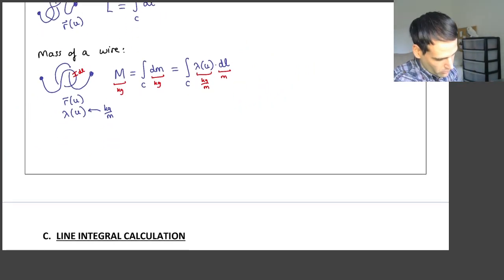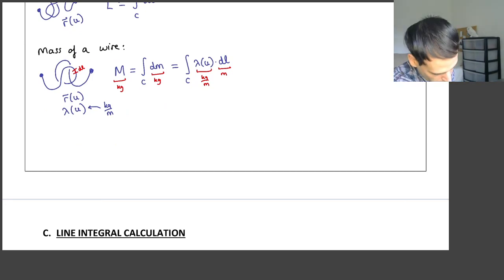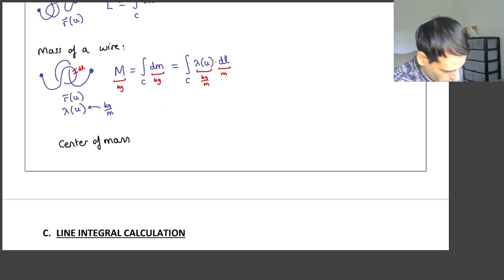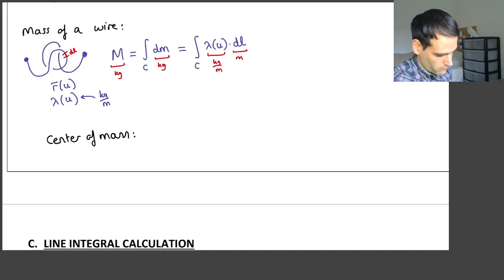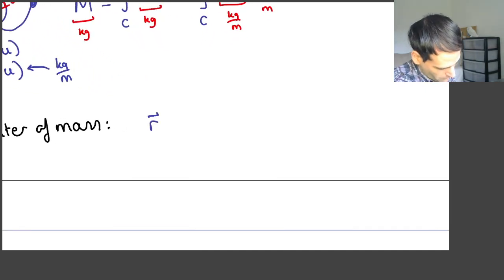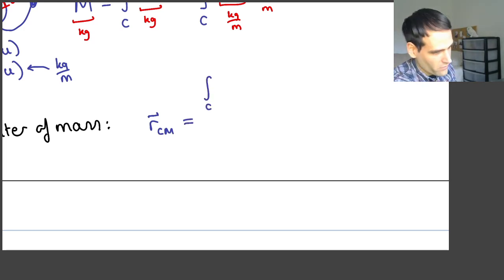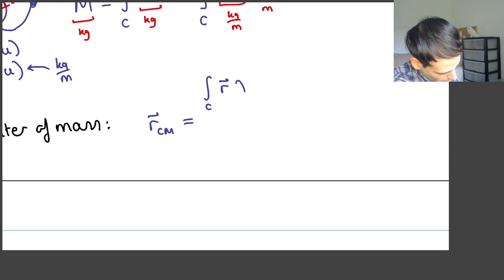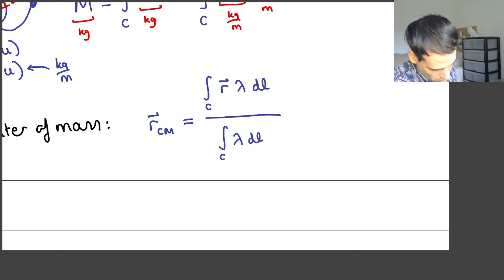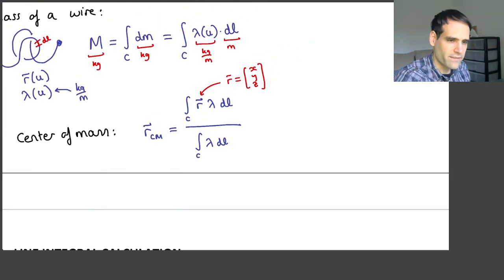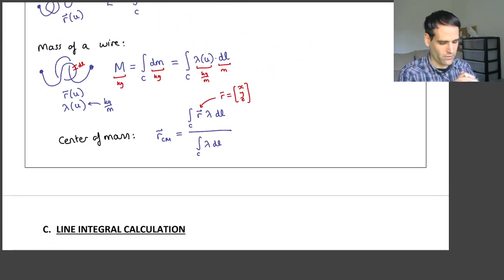And finally, almost identically to what we did in surface integrals, you can also, for example, calculate the center of mass of this wire. And it's identical, the same exact equation. The position vector of the center of mass, and this is a vector, is equal to the line integral of r times lambda dl divided by the line integral of lambda dl, where r is the position vector x, y, z. So this is how to calculate the center of mass of a wire.